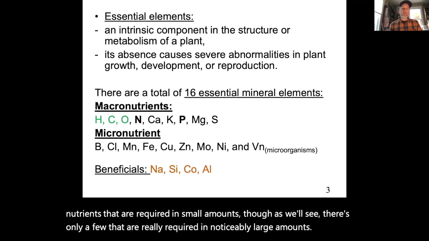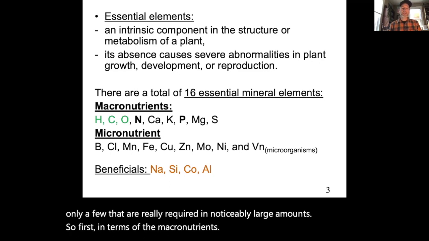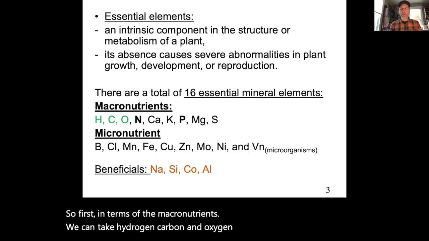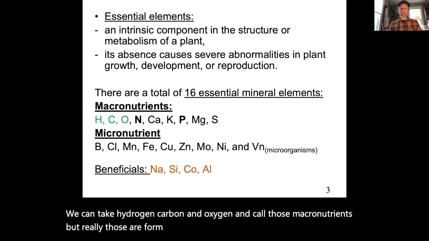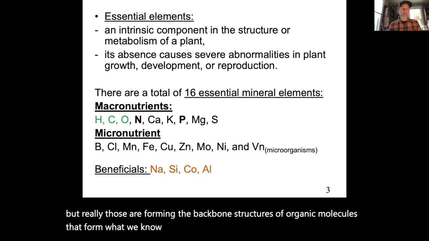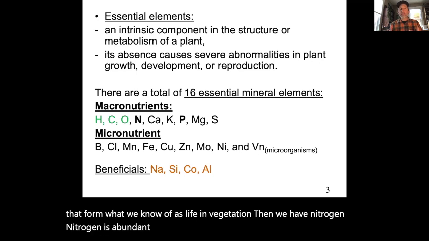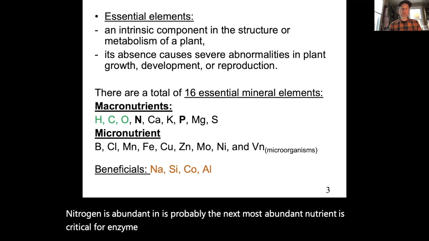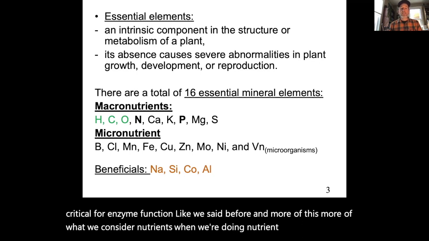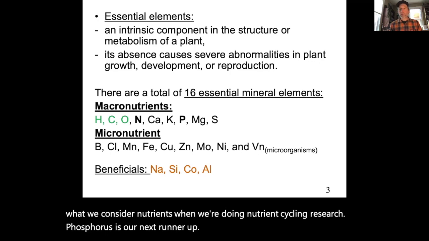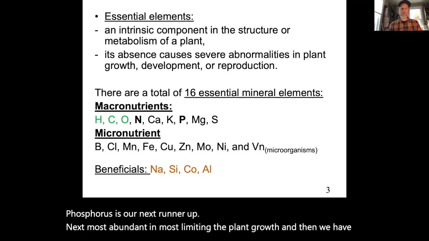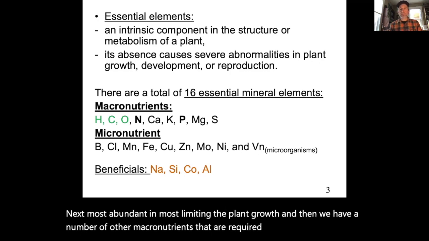So first, in terms of the macronutrients, we can take hydrogen, carbon, and oxygen and call those macronutrients, but really those are forming the backbone structures of organic molecules that form what we know of as life in vegetation. Then we have nitrogen. Nitrogen is probably the next most abundant nutrient, and is critical for enzyme function, like we said before, and more of what we consider nutrients when we're doing nutrient cycling research. Phosphorus is our next runner-up, next most abundant and most limiting to plant growth. And then we have a number of other macronutrients that are required, but they're not often in short supply.